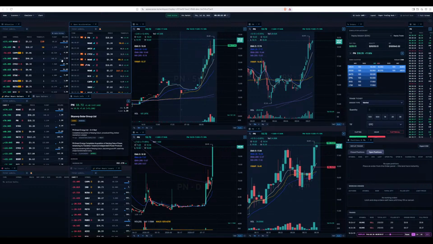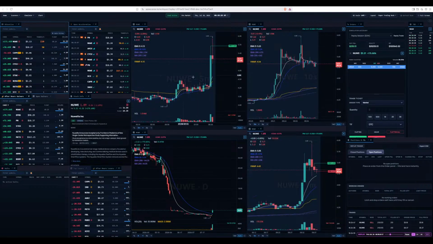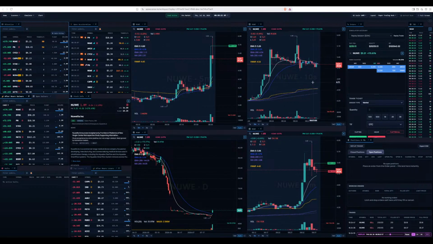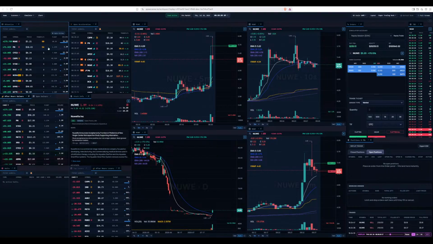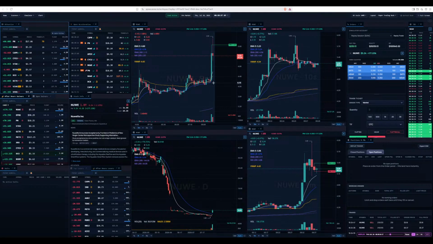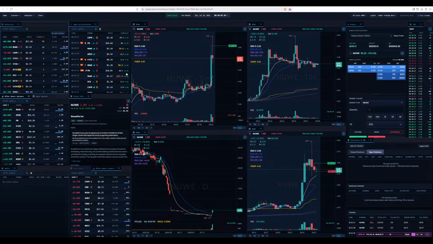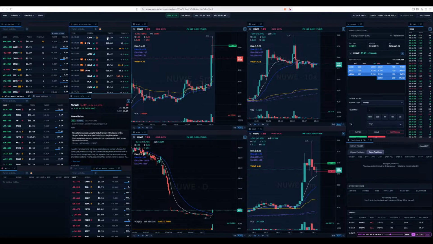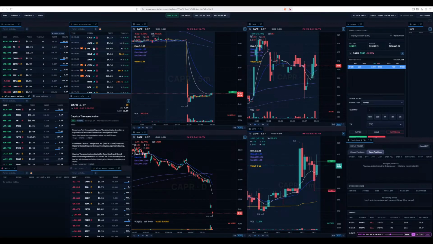And there is also NUWE, which a lot of traders are watching, so the attention is divided. If NUWE was not in play and the only stock we had was PN, I would probably be inclined to take a look at PN. But right now, since NUWE is in play, I don't really want to even take a look at PN. CAPR is the same one.